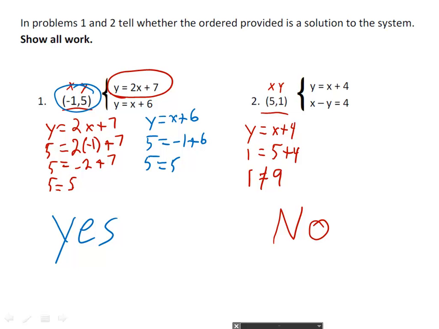All right, so if they give you an ordered pair and a system of equations, and they want you to check the ordered pair to see if it is the correct solution, this is how you do it. And you have an example here of one where it works and one where it doesn't.